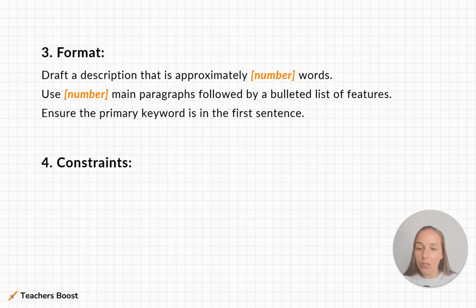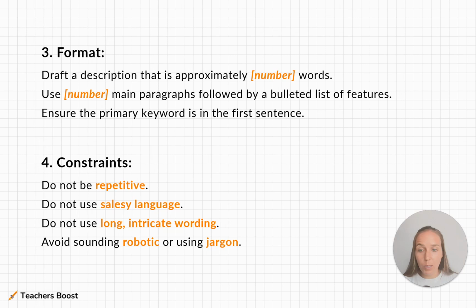All right, then we have constraints. Here is where you will give some rules, and you can pretty much decide your own constraints here, but I would usually say things that AI often does. Through trial and error, I already know what I don't like from AI. So I would say don't be repetitive, don't use salesy or AI language. Don't use long, intricate wording and sentences because I just feel like you lose your audience a bit. And avoid sounding robotic or using too much jargon.